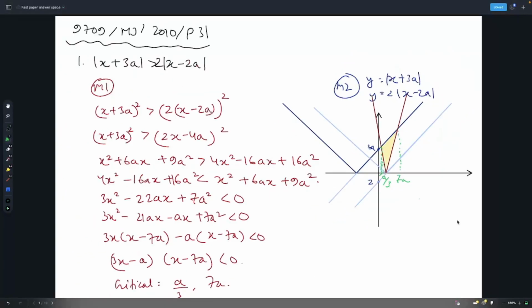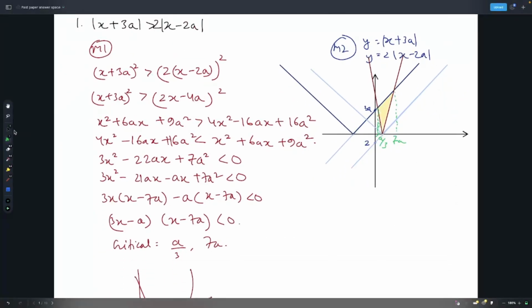There is another way we can actually solve this equation. So our value is going to be a by 3 less than x less than 7a. These are the two ways you can solve this equation.